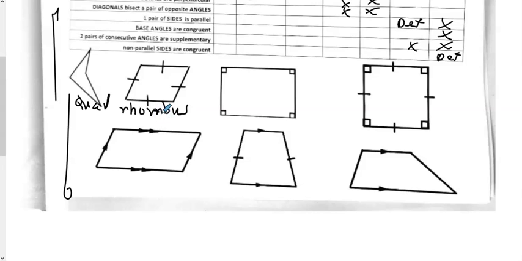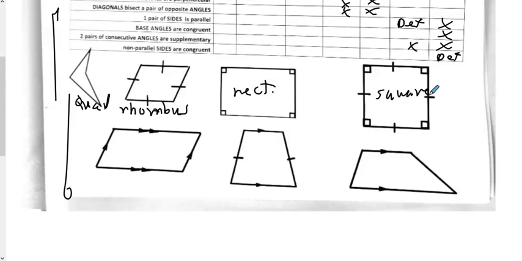Okay? Notice here, we have four right angles. That's all we have, just four right angles. So it's either a rectangle or a square. But since we don't know anything about the sides, all we can say is the rectangle. Now here we have four right angles and four sides marked equal, so that's a square.